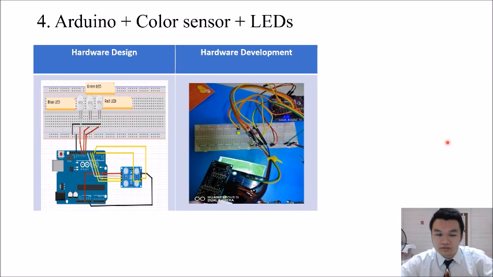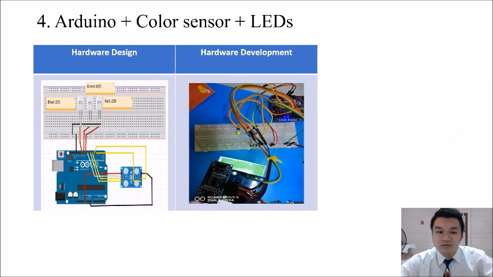For the next test, we use the Arduino interface with the color sensor and LEDs. In this test, the simulation is not carried out due to the lack of a library in Proteus, so I just tested directly on the hardware. During the test, I used some color samples and LEDs. When the red sample is detected, the red LED will light up.